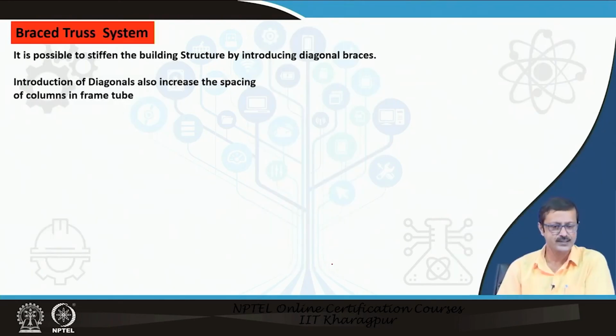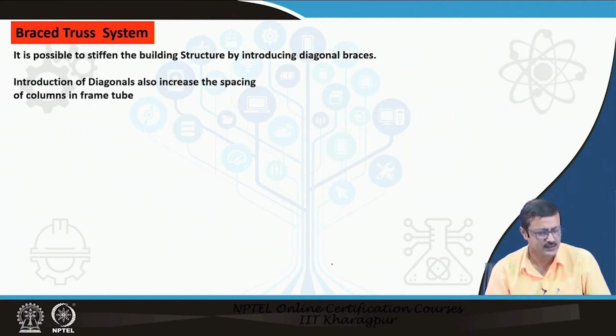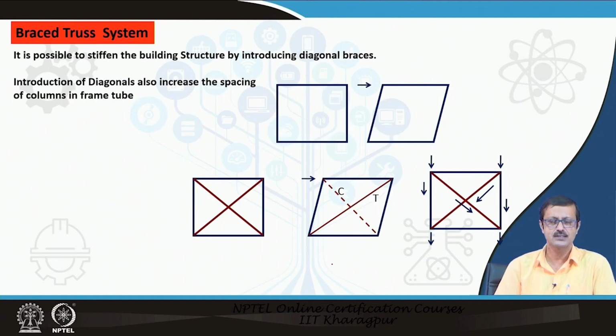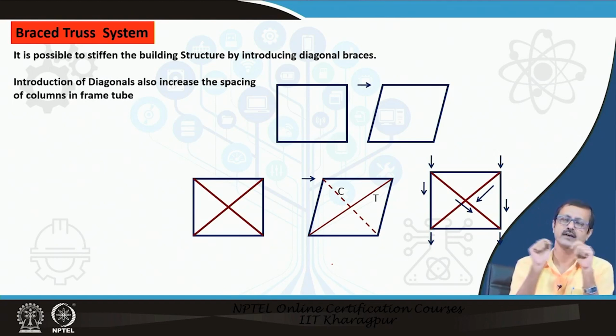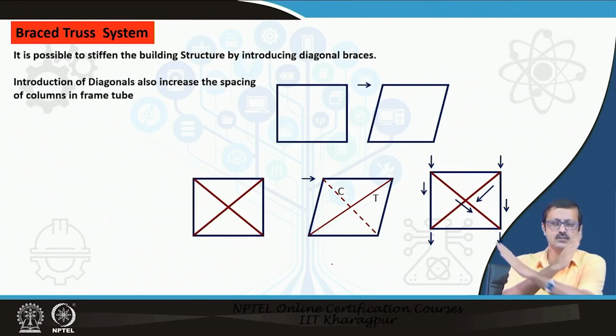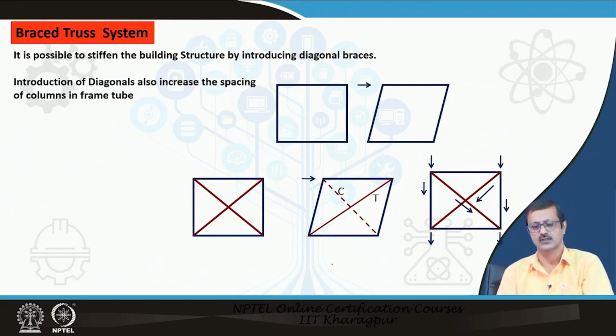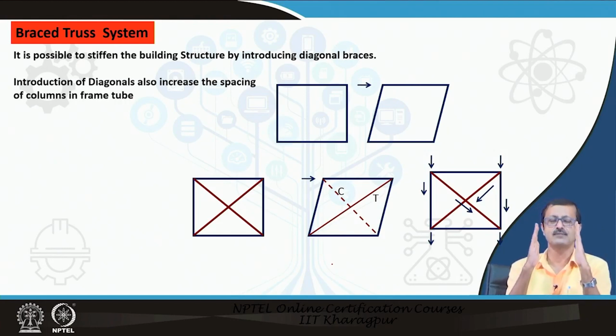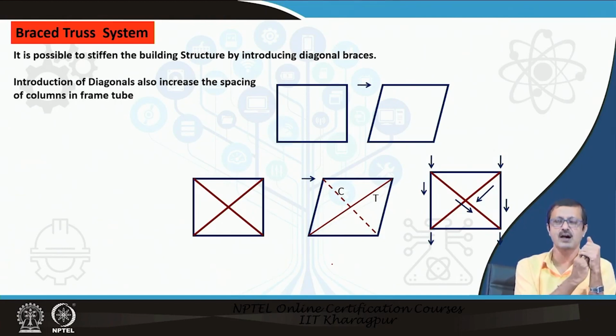The next is the braced truss system, where a small improvisation was created. Instead of going with the spandrel beam and the column, which create a kind of square or rectangular frame, they introduced the diagonals, two diagonals, and because of the introduction of the two diagonals, the outer frame is much more stiff, as we understand.